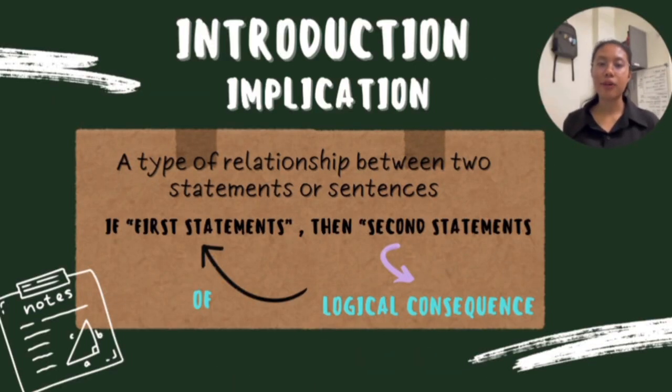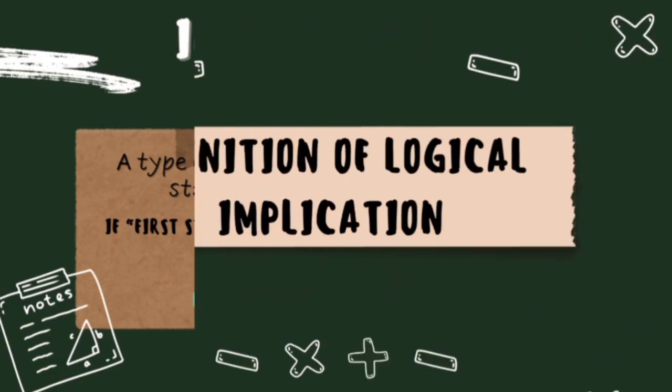Implication is a type of relationship between two statements or sentences. The second statement is a logical consequence of the first statement, which is called the hypothesis.